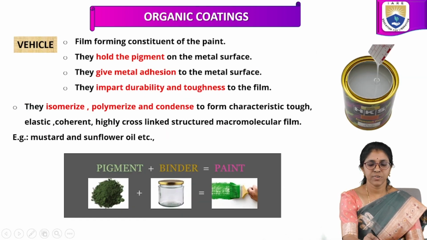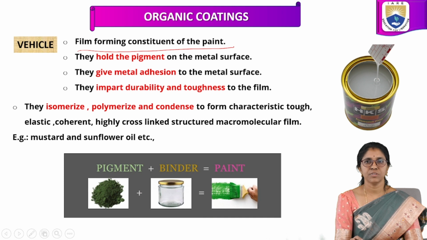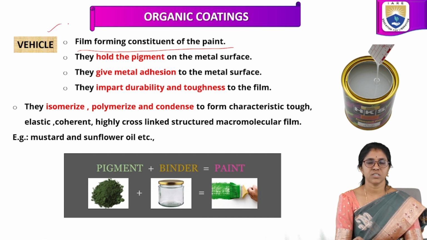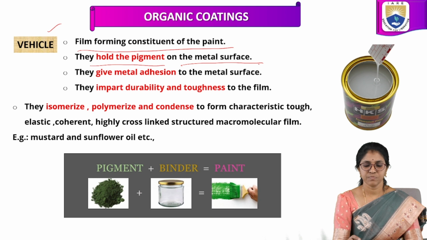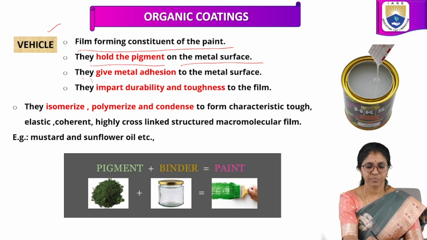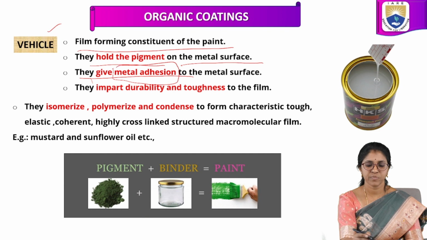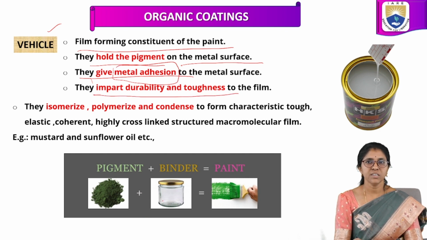Vehicles are the film forming constituent of the paint. These vehicles hold the pigment on the metal surface and give adhesion to the metal surface. They impart durability and toughness to the film.